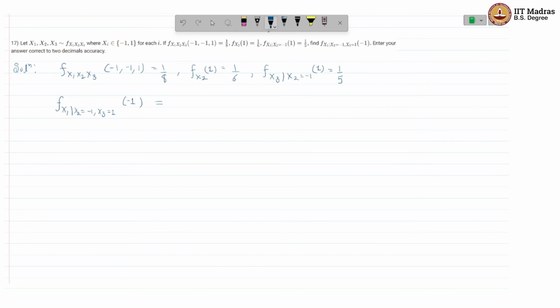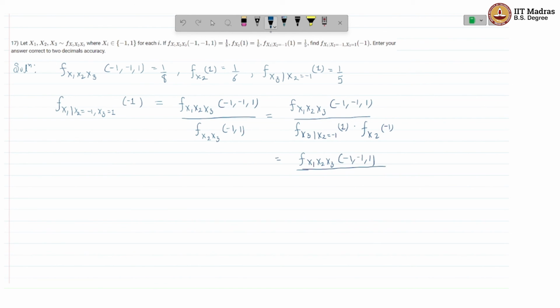So we'll simply use the formula that conditional is equal to joint by marginal. So this will be equal to joint probability that x1 is equal to -1, x2 is equal to -1 and x3 is equal to 1 divided by joint x2 is equal to -1 and x3 is equal to 1. And now this will be equal to, as joint can be written as product of conditional and marginal, so this denominator will be conditional that x3 is equal to 1 given x2 is equal to -1 into marginal x2 is equal to -1.